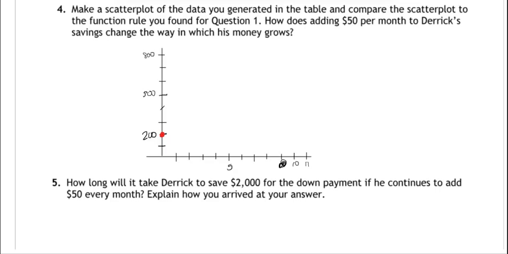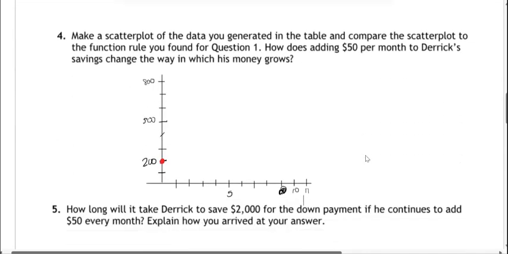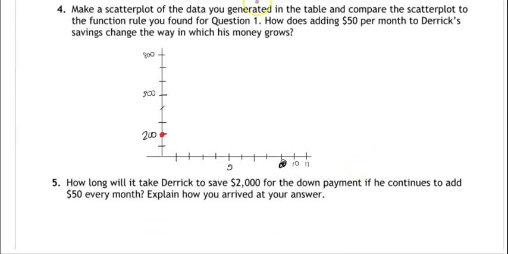So what I'm going to do is translate some of those numbers over here. So I've got 270, 347. So we started at 200, then month 1, 270, then 347. And then the next one was 431.70. So for month 3, 431.70. Month 4 was 524.87. So we're up here, 524.87. Month 5, 627.36. About here.